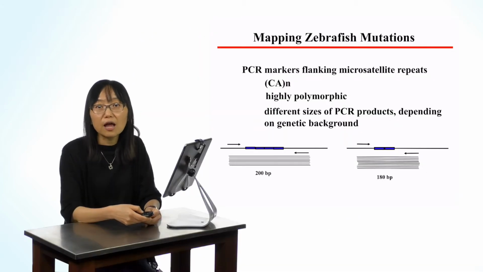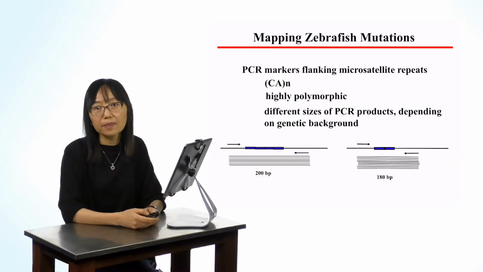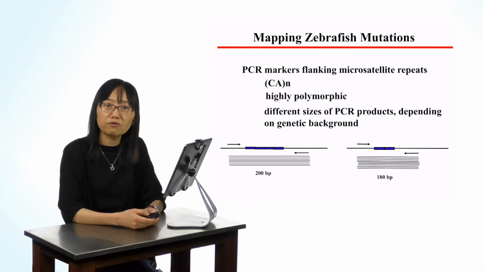In zebrafish, the most commonly used markers are microsatellite markers. In the genome, there are many repeats like CAs, TAs, and GTs. In different genetic backgrounds, these repeats may vary in numbers. For example, in one strand, the CAs may repeat 50 times, but in another strand, only 40 times. If you use PCR primers flanking these tandem repeats, you will generate bands with different sizes. This is the base of the polymorphism.